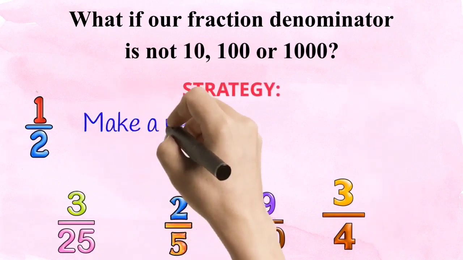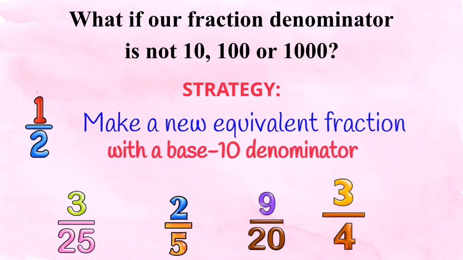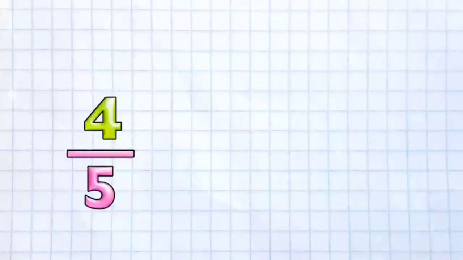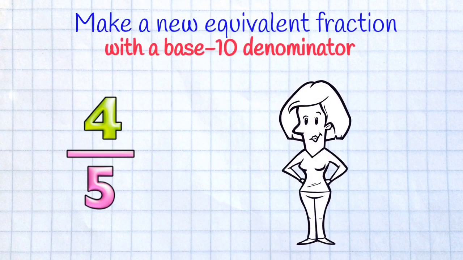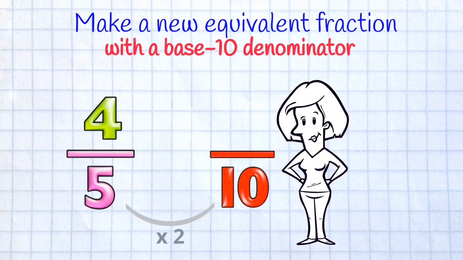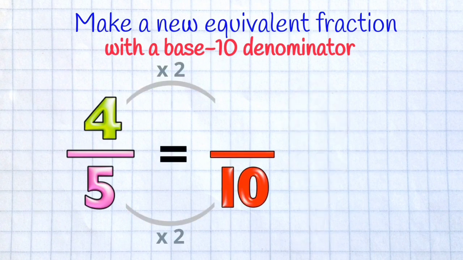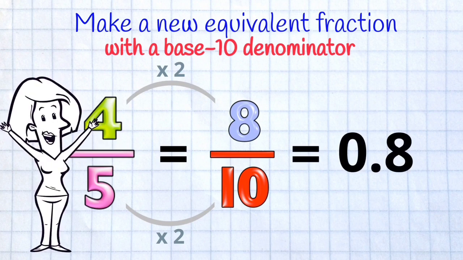Our strategy will be to make a new equivalent fraction, yes, with a base 10 denominator. So in this example, 4 over 5. Make a new equivalent fraction with a base 10 denominator. How will we get this? Yes, by multiplying by 2. As you know, we will do the same in the numerator. So we get 8 over 10. And now we can easily convert.